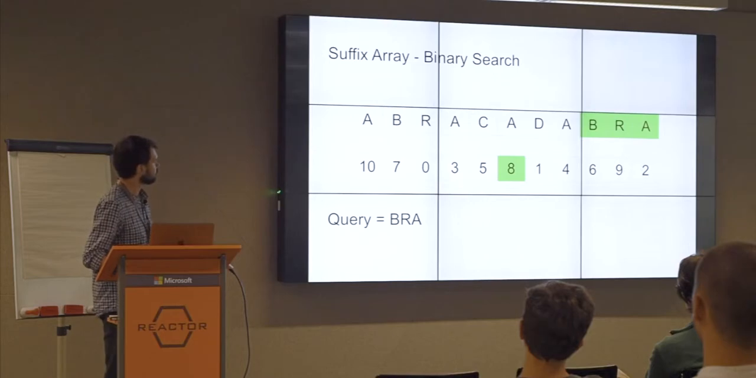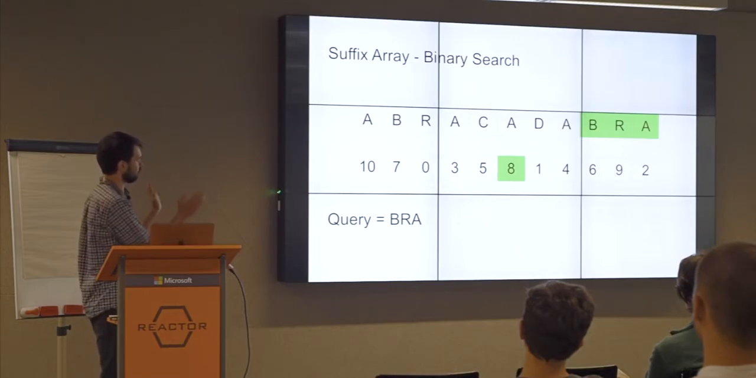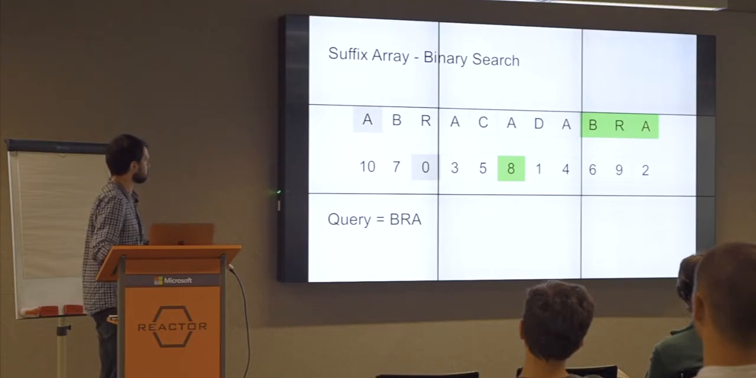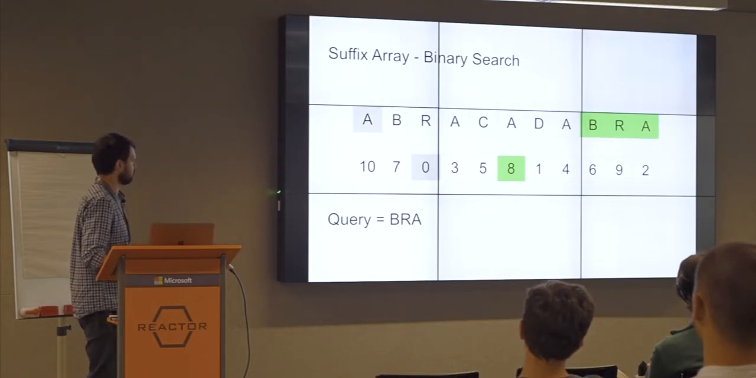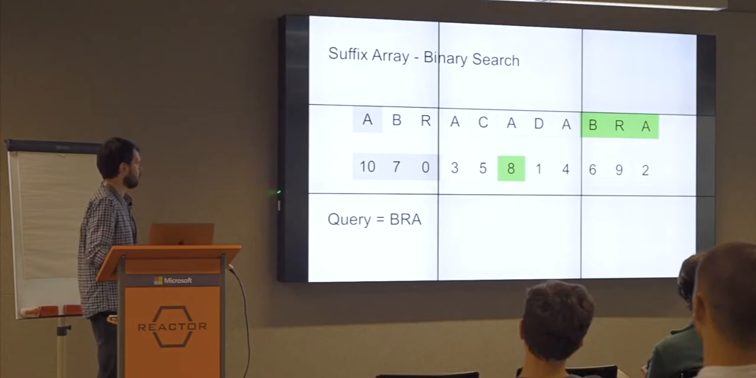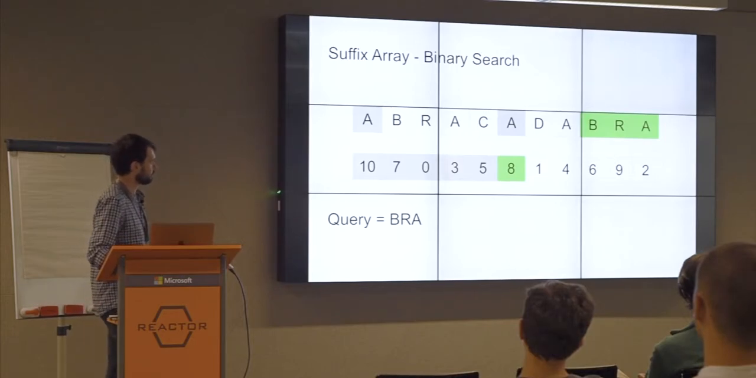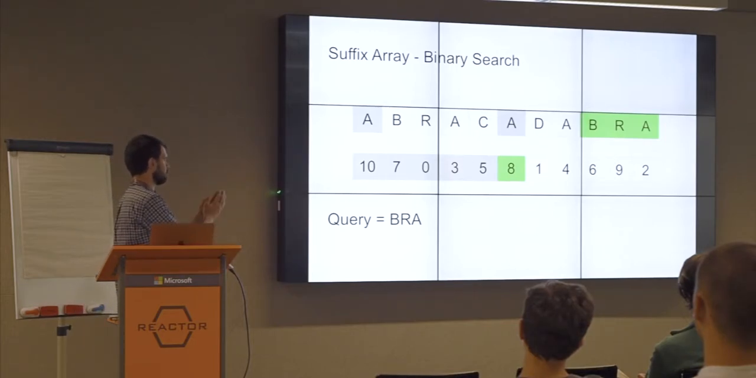It's bra. So now we want to find the low point of that region. So we're going to take the 0, well, that's an A. So we can discard everything below that. Now we're going to take the next midpoint, which ends up being 5, that's an A. Discard everything below there. So we know that A must be the bottom of the block that contains bra.